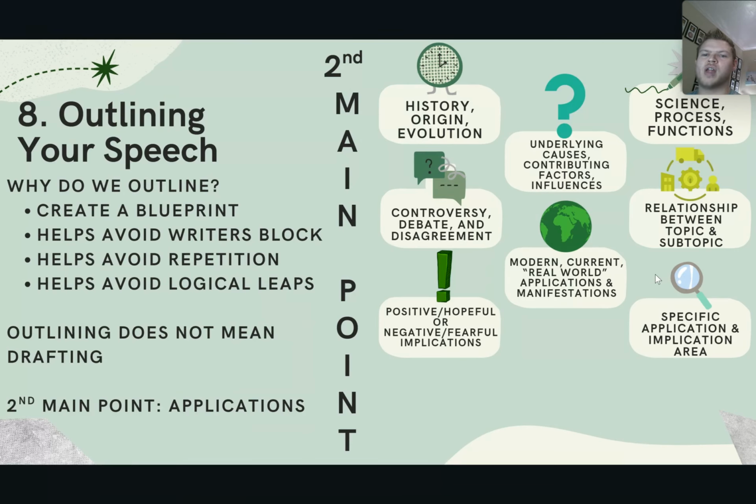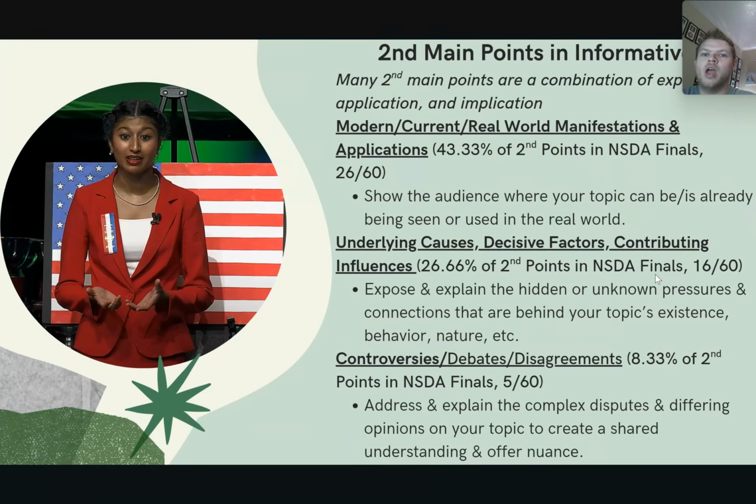You can talk about the underlying causes, contributing factors, and influences that explain your topic. You could discuss the controversies, debates, and disagreements over your topic. You could talk about positive or hopeful or negative or fearful implications, which is most often a third point, but sometimes is also a second point. And most commonly, you can discuss the modern, current, real-world manifestations. Where do we see this? So second points are a combination a lot of the times of exposition, application, and implication, but application is the most important thing to do.